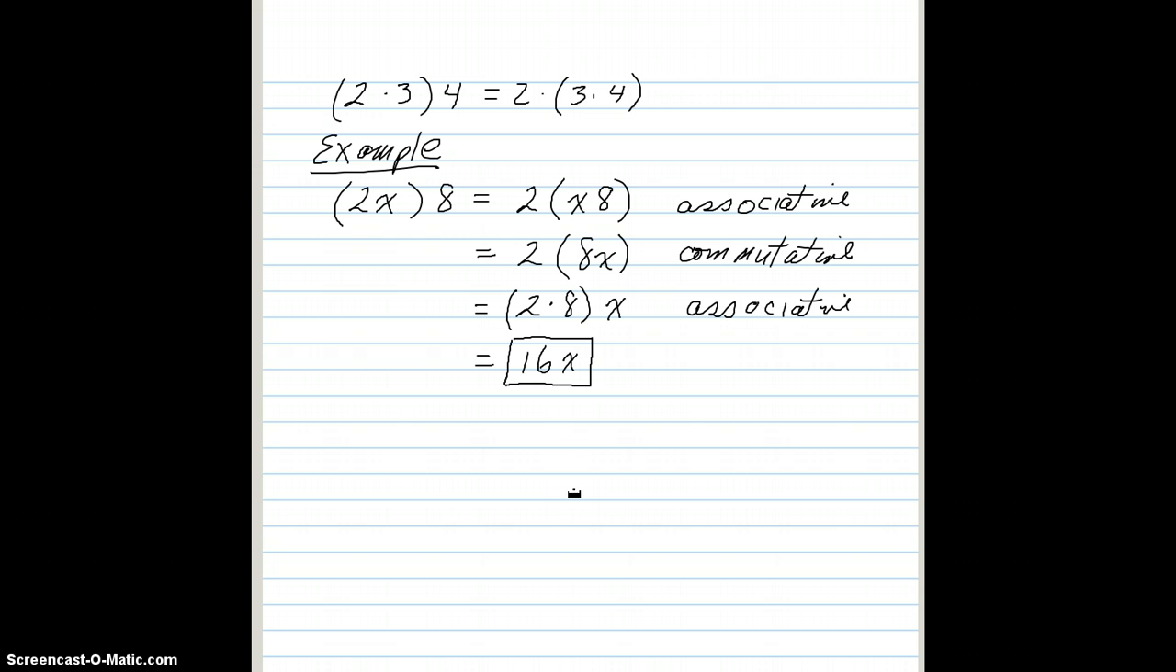Good. In the next video, we'll look at the distributive property and combining like terms, simplifying expressions.